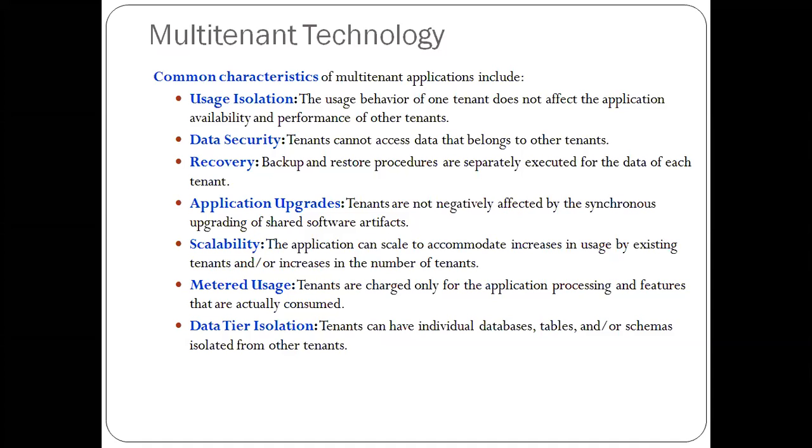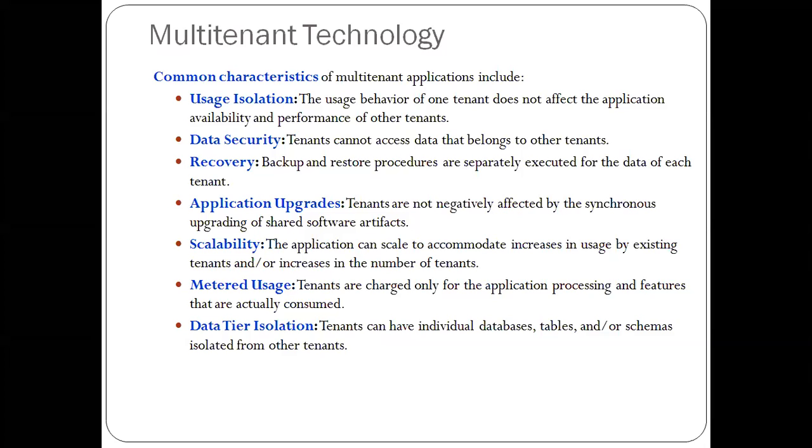So the person who is living in portion 1 will not be disturbing the one who is residing in the neighborhood, or the one residing in portion number 6 or portion number 5. Likewise, they have their own privacy, their own security, and their own way of looking into that particular resource. That's about usage isolation.